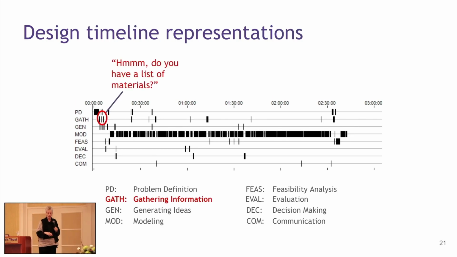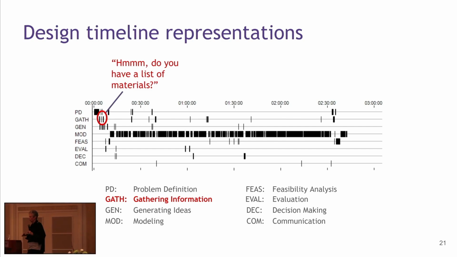So let me give you an example. Somebody said there was an experiment administrator. They could ask for information from the administrator. Do you have a list of materials? That was coded as gather information. And so a slash was put on the gather information line. So this person read the problem statement, gathered some information, generated some ideas, and then spent a lot of time on modeling. These are the representations that we use.